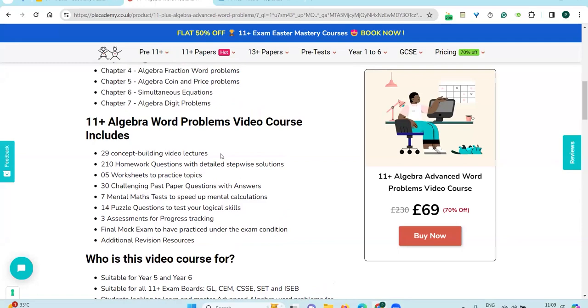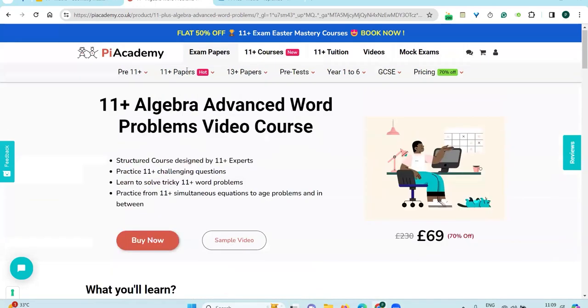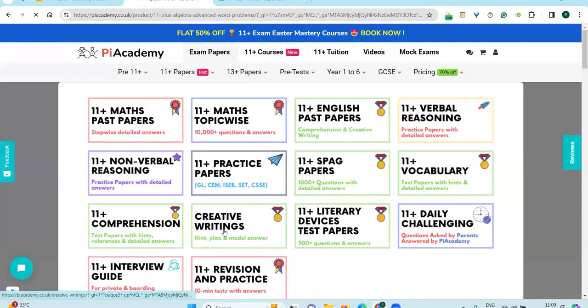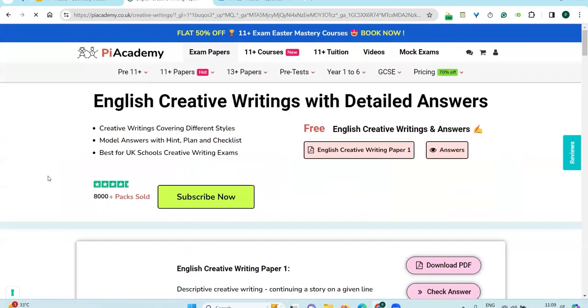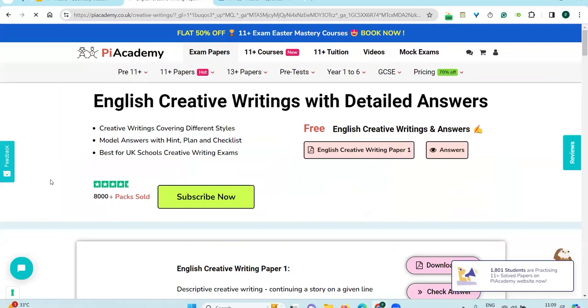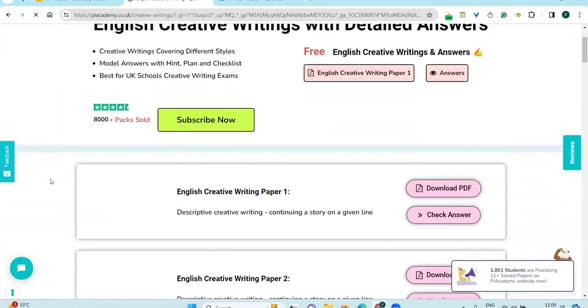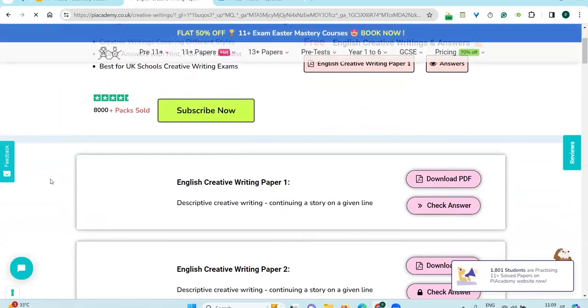So working on your creative writing skills would always help you, not just with the 11 plus exams in focus, but also later on when you are attempting other examinations, your GCSEs, your A-levels. Working on these skills right now would give you an amazing head start compared to your peers.